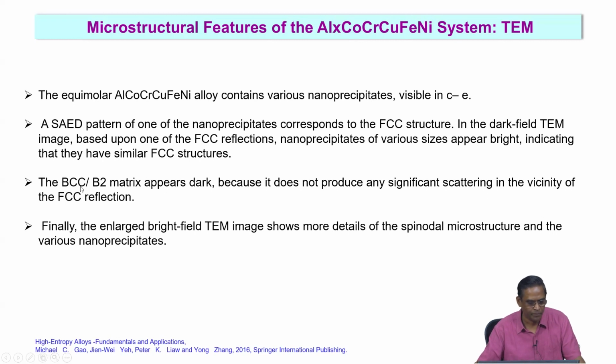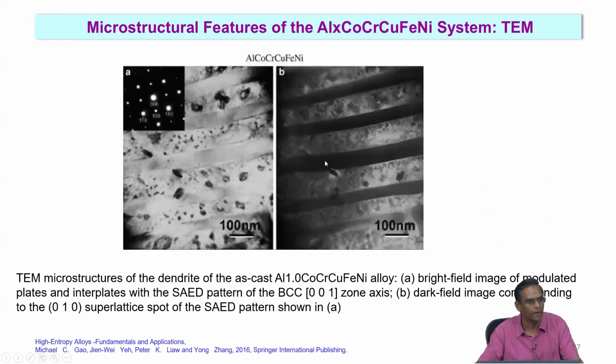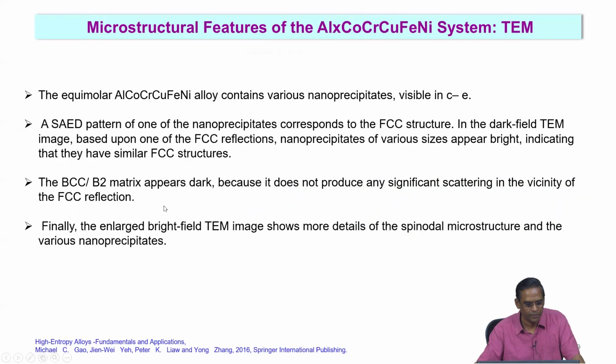Okay. And then you have a BCC, which is a B2 matrix, that appears dark because it does not produce any significant scattering in the vicinity of the FCC reflection. So you should know why this appears dark here as well as here, right? Of course, the enlarged view of this TEM image shows much more detail about this spinodal microstructure and various nanoprecipitates. So this is a summary of this.